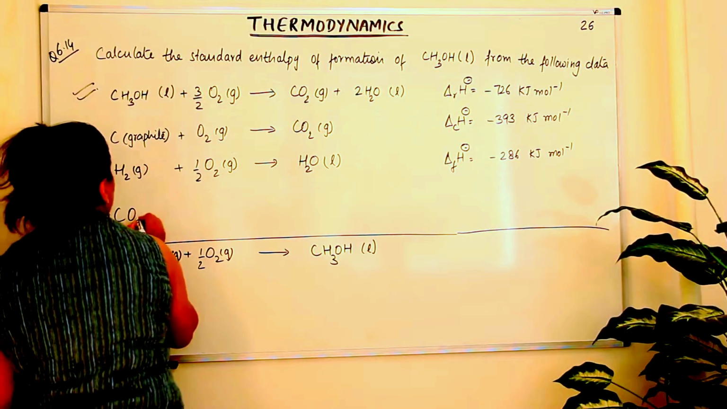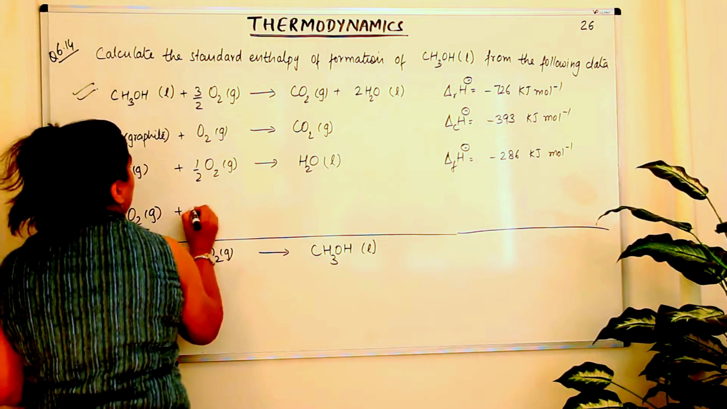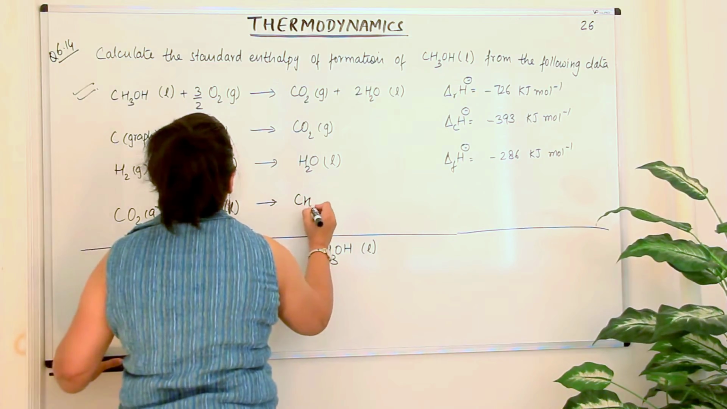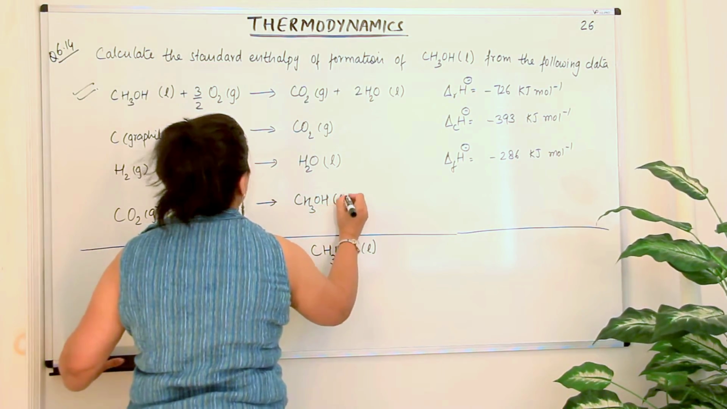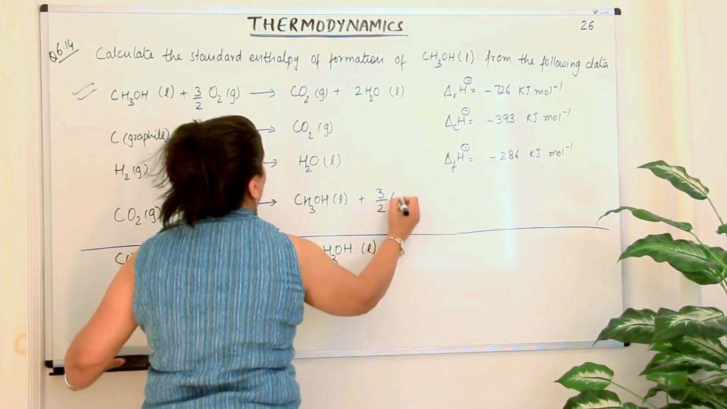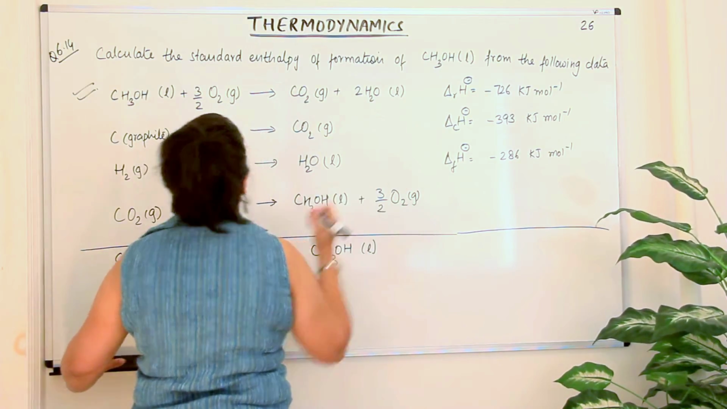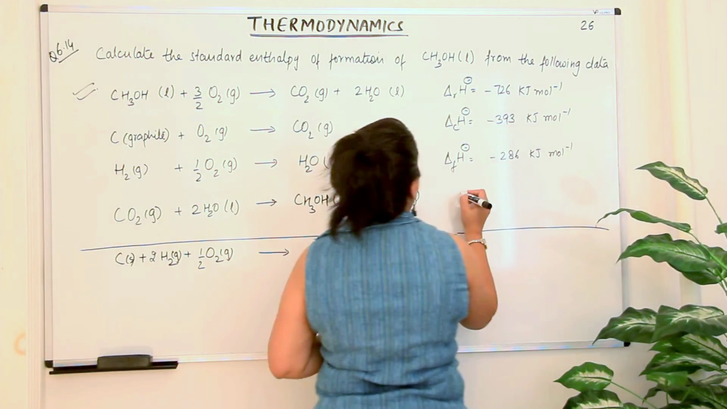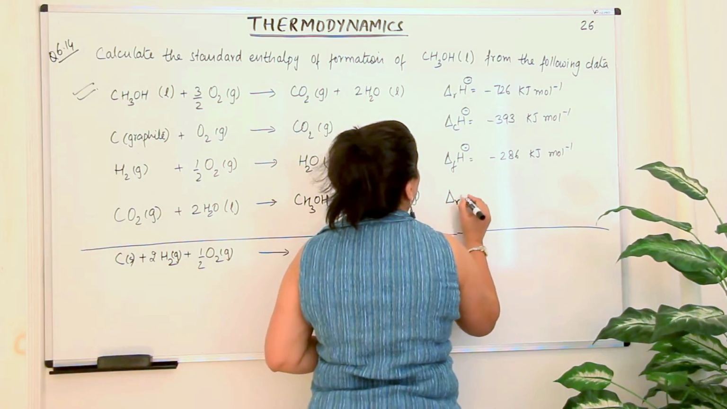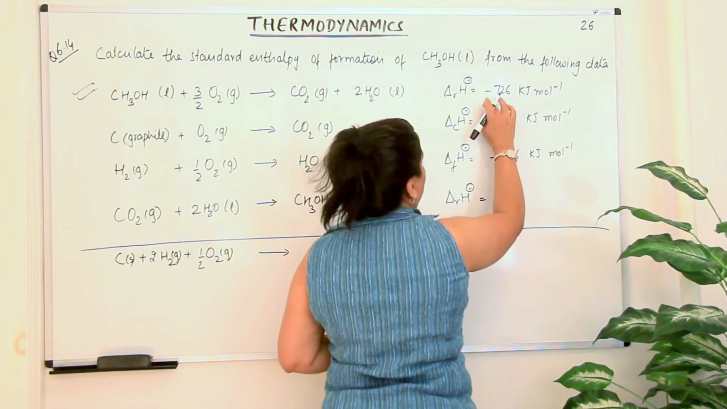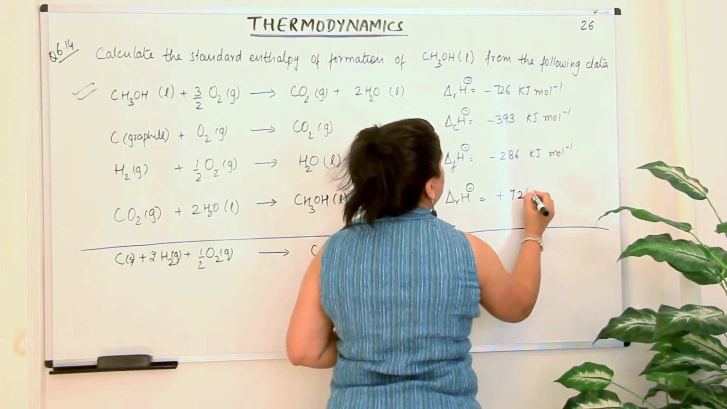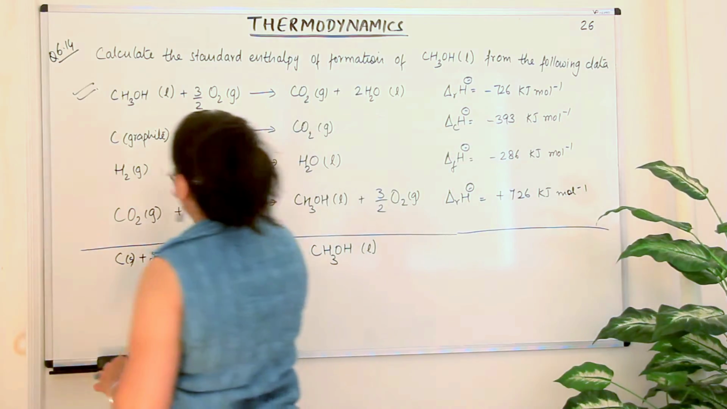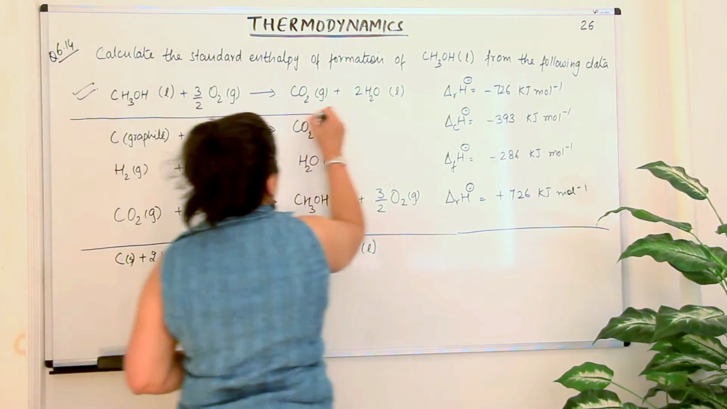You get carbon dioxide gas plus 2H2O liquid will be giving you CH3OH in the liquid state plus 3 by 2 oxygen molecules in the gaseous form, right? And when you flip the entire equation, the magnitude of the enthalpy remains the same, but the sign changes. So the minus becomes a plus 726 kilojoules per mole, right? So now this equation has been changed.